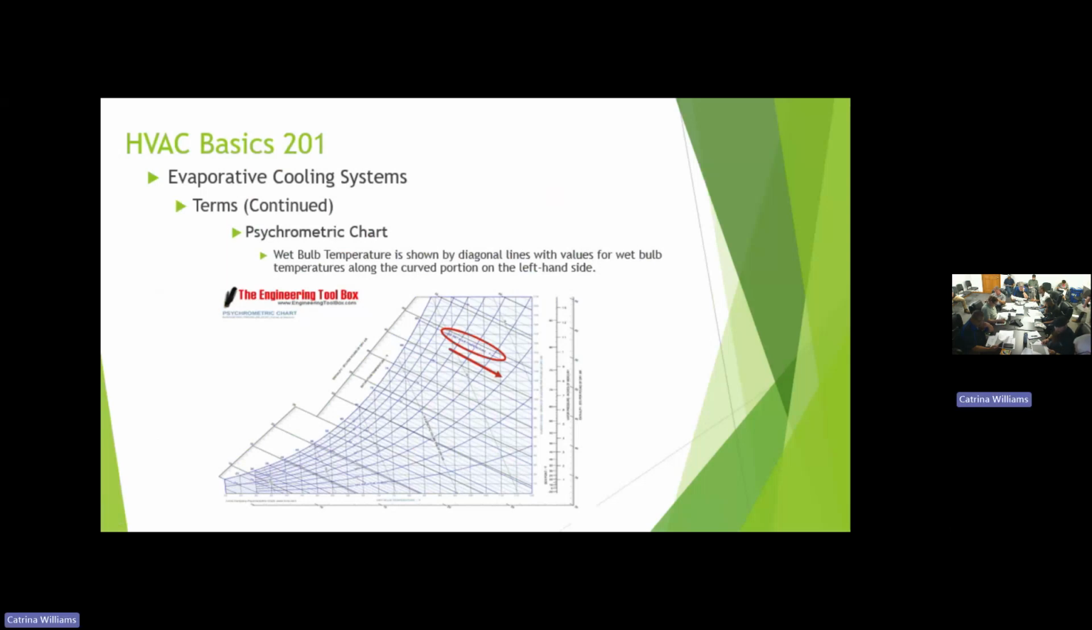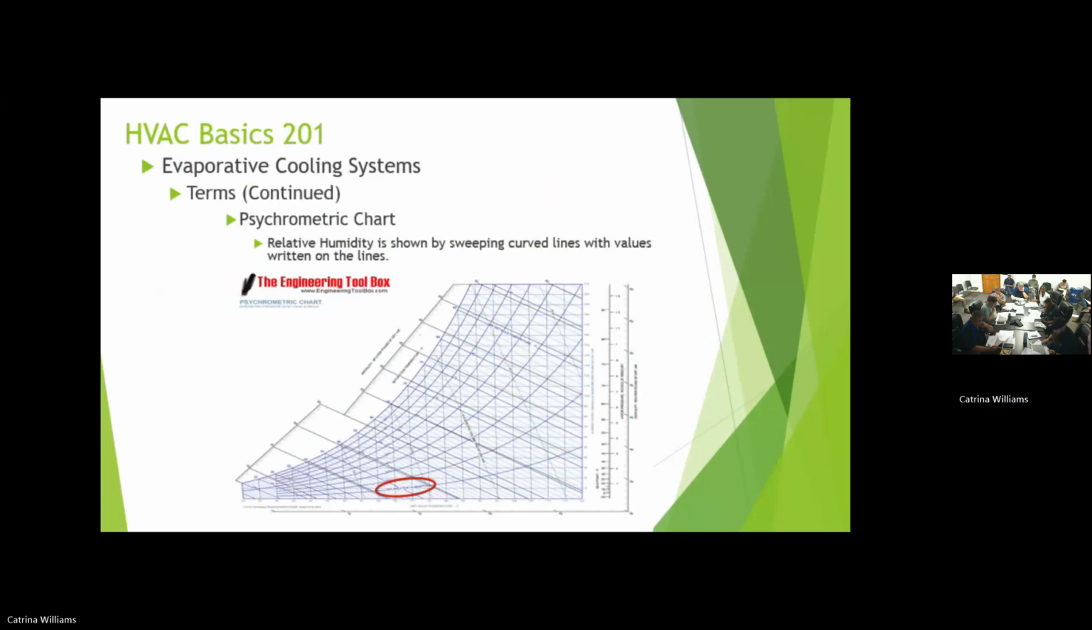And then the last term we're going to get into right now is the relative humidity. And that's the one that sweeps. There you go, I see someone pointing at it here. They start at the bottom real close together, then sweep up, and you see numbers on them about halfway up the chart. So those are the three things we're going to get into, the basics of a psychrometric chart.